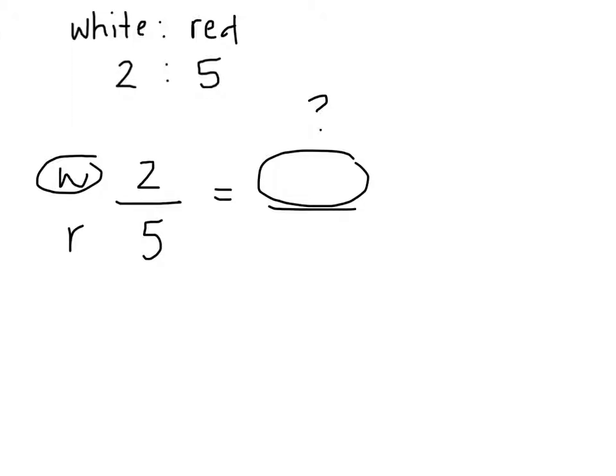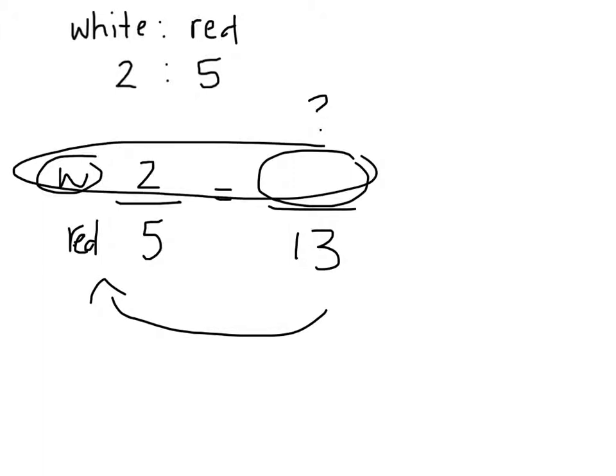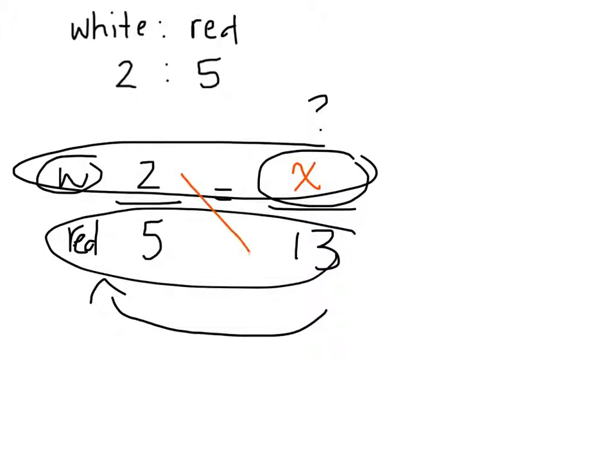How many cans of white paint would you need if we had 13 cans of red paint? You have to line it up properly. This is white paint and this is red paint. Okay, so unknown is the number of cans of white paint. So I want you guys to solve this right now. What is X? Okay, you can cross multiply. What did you get? Well, 5 times X is 5X.